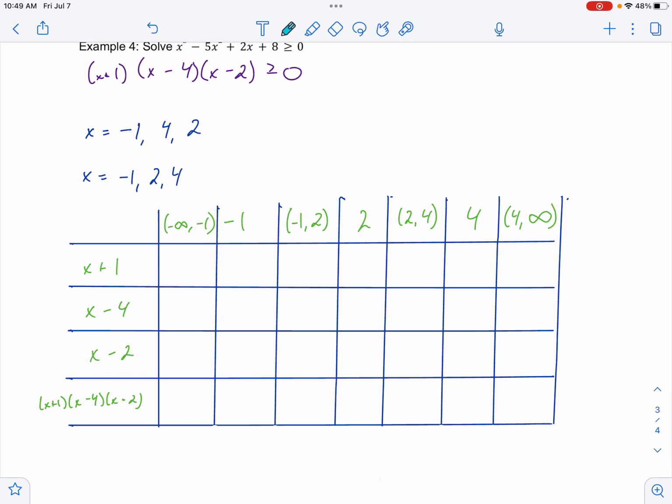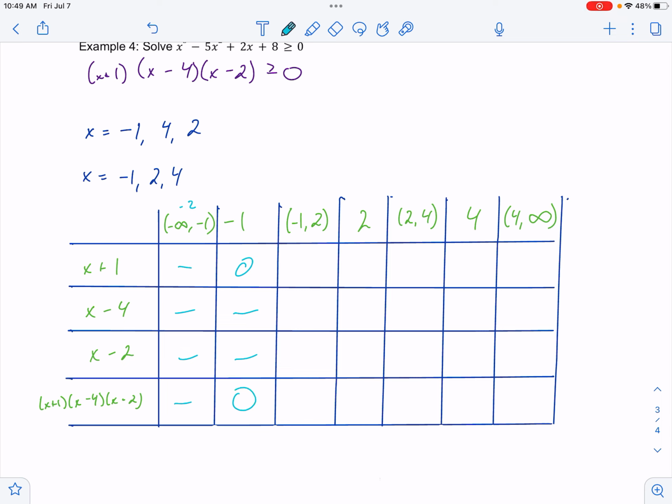Okay, any number that's less than -1, let's do -2 and see. And fill this in. -2 into x plus 1 will be negative. -2 into x minus 4 will be negative. -2 into x minus 2 will still be negative. Overall, that puppy's negative. All right, next one. When x is equal to -1, x plus 1 will be 0, x minus 4 will be negative, and x minus 2 will be negative. Overall, when I multiply down, it's going to be 0.